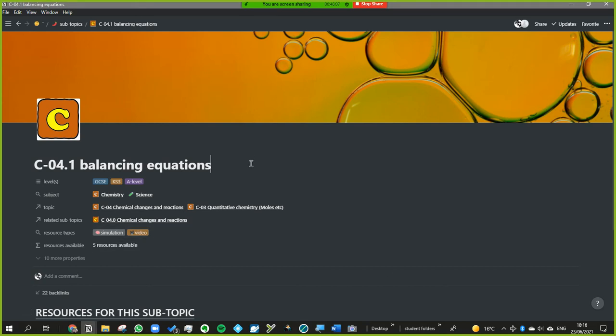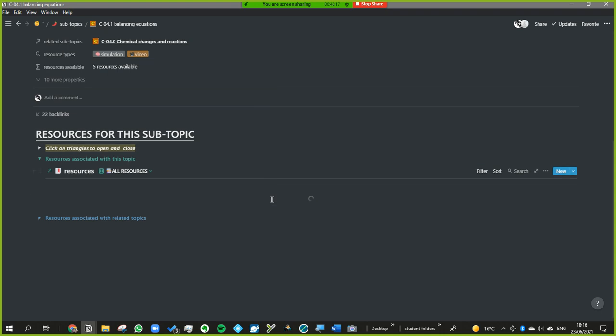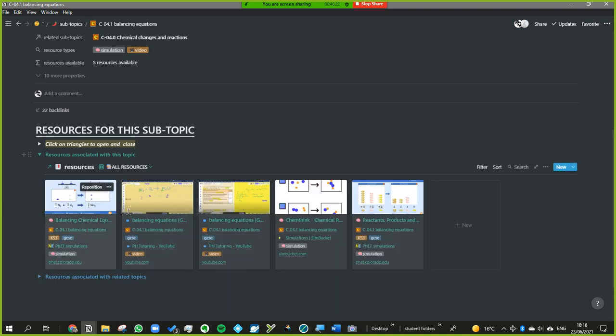Yeah, so when you look at the balancing equations area of the database, you can see there are 5 resources available. If you click on this one here, you'll see all the resources. There are a couple of different things here. We've got different ways of balancing equations. The best one I find is this one here. We've also got a couple of videos on balancing equations, and obviously I'm going to add this video as well. This one's quite good, I think, demonstrating what we were just looking at.